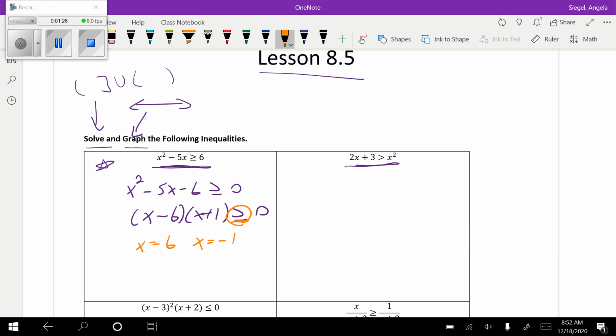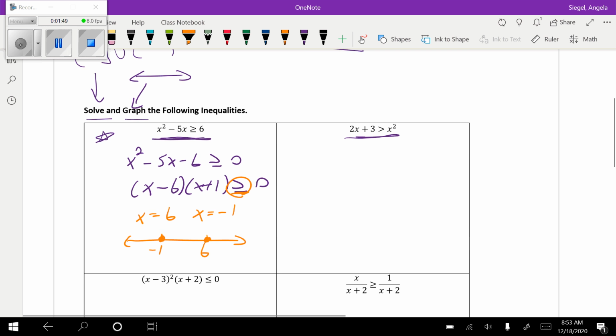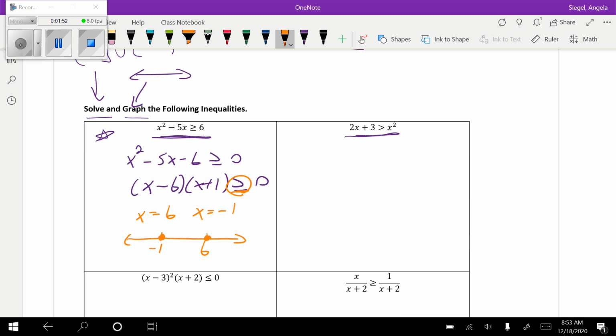So what that's going to do is give us our boundaries. So I'm going to mark down -1 and 6. And because it's equal to, I'm going to put a dot there. And so we have a few different options. Like it could go this way, it could connect the two, it could go this way. We don't know what's going on. So we have to use some test points and try it out. Do you see how there are 3 different sections? There's a section here, a section here, and a section here. So I need a test point for each of those sections.